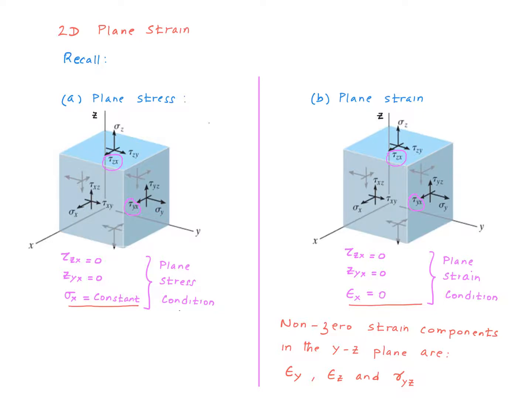Similarly, if the shear stresses are still 0, but instead of the stress, the strain is 0 in the direction of the x-axis, then this is called the plane strain condition. The equations that I'm going to talk about in the next couple of slides will correspond to this plane strain case. So in this case, we only have to worry about these three strain components, epsilon y, epsilon z, and gamma yz. So out of the 6 independent components of the strain tensor, these are the only non-zero strain components, and therefore we only have to worry about these three strain components.